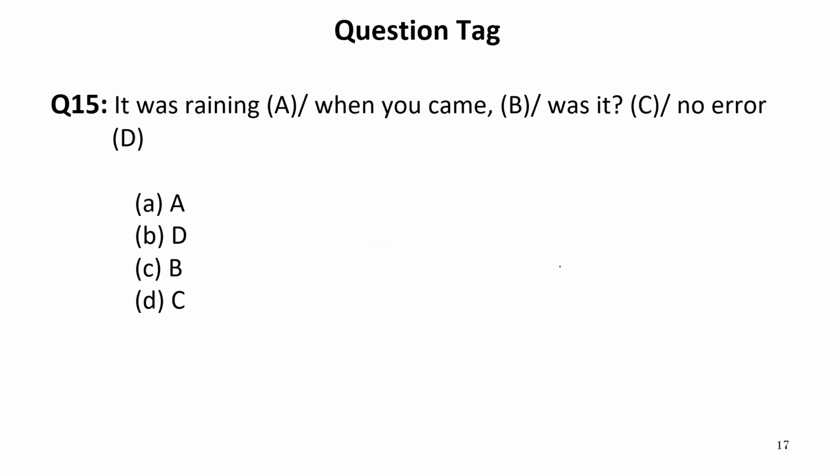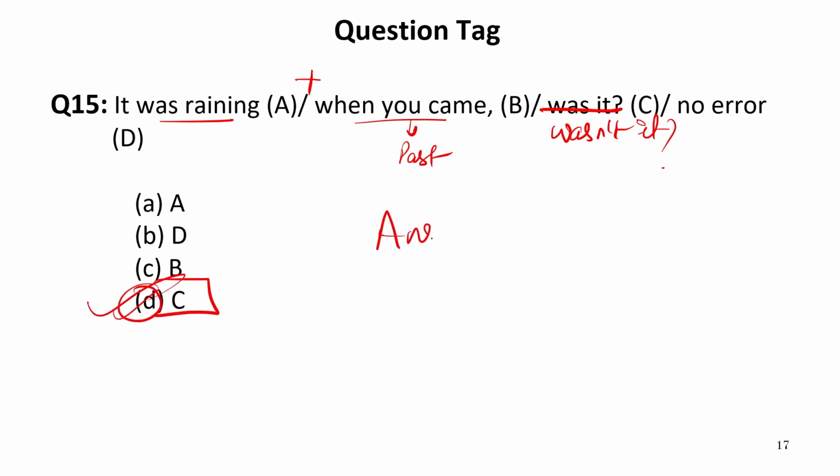Now let us move to the next one. It was raining when you came, was it? Now, it was raining when you came depicts that the sentence is in past tense. Also, the statement is positive. So here it should be a negative question tag. So wasn't it? This will be the question tag. So again the error is in part C, which is given in option D. So our answer is D.